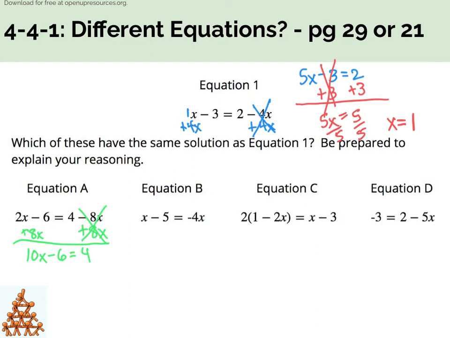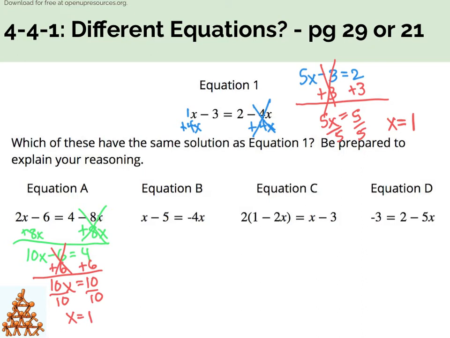And then I want to put this negative 6 with his friend also. So I'm going to put him over here with the 4. And how do I do that? I'm going to do a positive 6 on both sides. So I have 10x, positive and negative 6 makes 0. 4 plus 6 is 10. And then as we did before, we can divide by 10 because 10 and x are multiplying. Opposite is division. So our x equals 1. Okay, so that equation is the same as equation number 1.